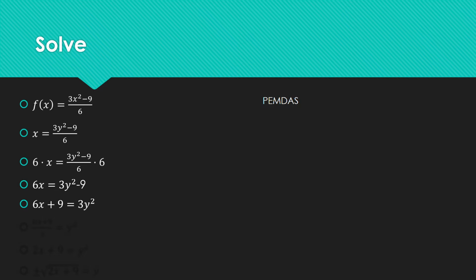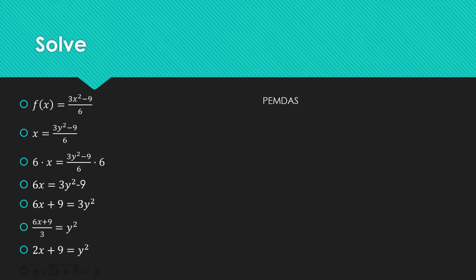And after that, you are going to add 9 on both sides, so you get 6x plus 9 equals 3y squared. Now you're going to divide each side by 3, and you're going to end up with 6x plus 9 over 3 equals y squared. Now that's when you end up with 2x, because you divide 6 and 3, and that gives you 2. And you are going to divide 9 by 3, and you're going to end up with 3.